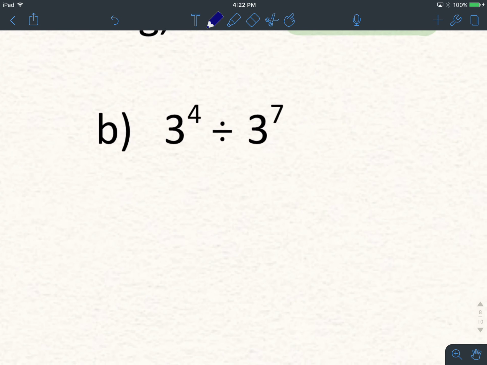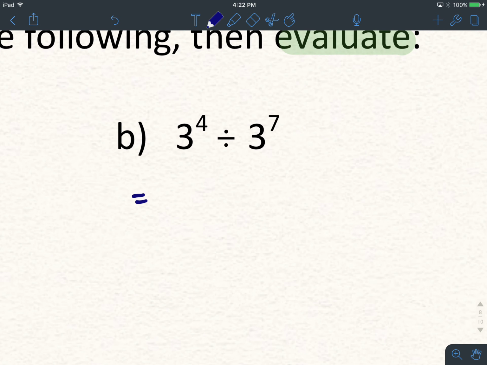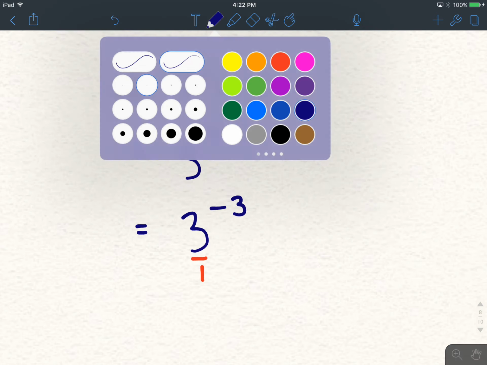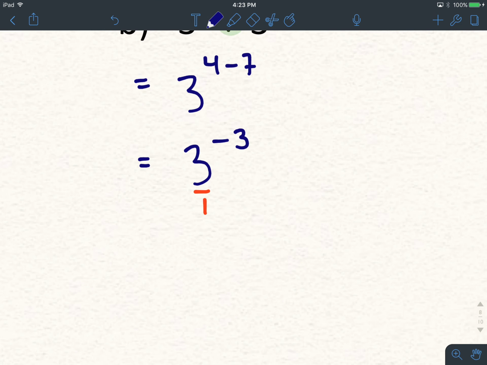So you have 3 to the exponent 4 divided by 3 to the exponent 7. We are dividing powers with the same base. We're going to keep the base and subtract the exponents. That's going to give us 3 to the exponent negative 3. Okay, so here, another negative exponent. We need to remedy that in order to be properly simplified. So remember, that's a 3 over 1. In order to deal with that negative exponent, we are going to invert the base, which gives us 1 over 3 to the same exponent, positive.